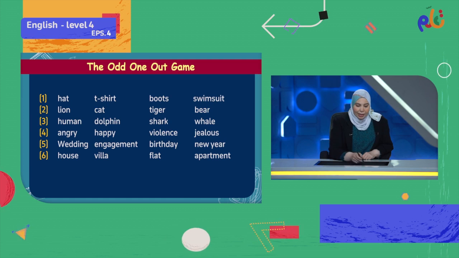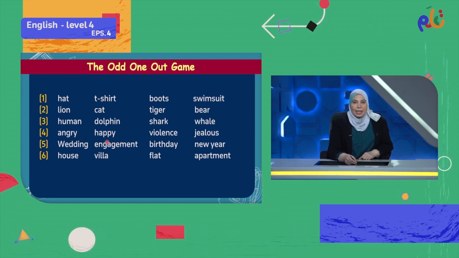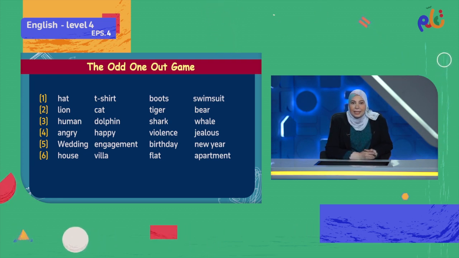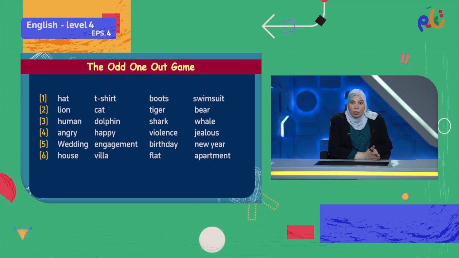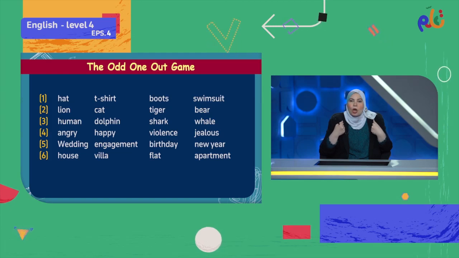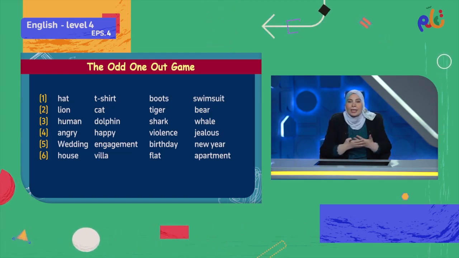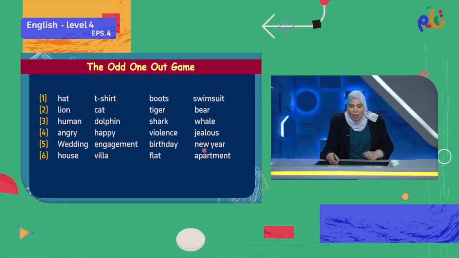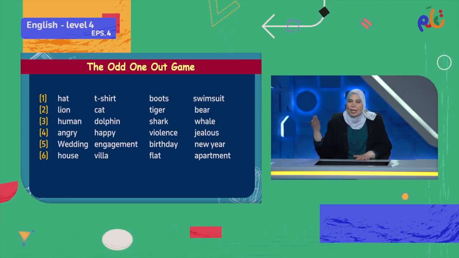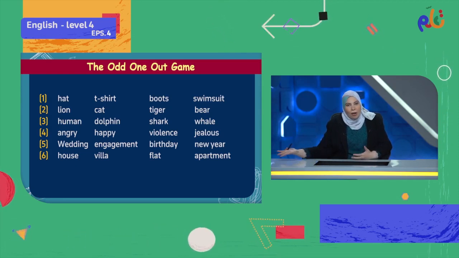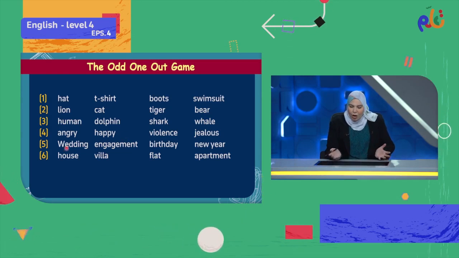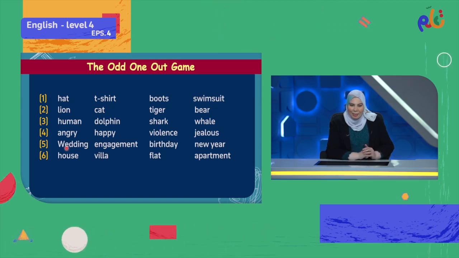Exactly, because basically, wedding, engagement, and birthday are all personal occasions. If you remember when we talked about personal occasions, these are things that I celebrate on my own time, on a different date than the rest of the people. Meanwhile, New Year is a public occasion. All people celebrate at the same time, so it's public for everyone, while these are personal occasions. So we don't have another option, or maybe you can think of another one.